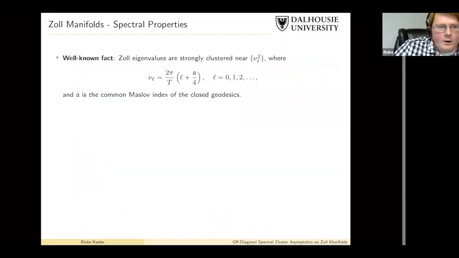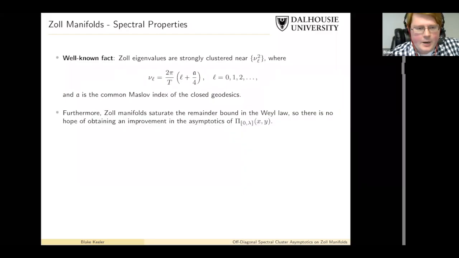Furthermore, it is fairly well known that the Zoll eigenvalues are strongly clustered near a fixed sequence, which I'll denote by nu sub L squared. This is analogous to the case of the sphere, where you have eigenvalues with very high multiplicity. You don't necessarily have the high multiplicities on a Zoll manifold, but you're kind of close to it. All of the eigenvalues are very close to this specific sequence, nu sub L. And this sequence, nu sub L, is defined as 2 pi over the uniform period times L plus A over 4, where this A is the common Maslov index of all of the closed geodesics.